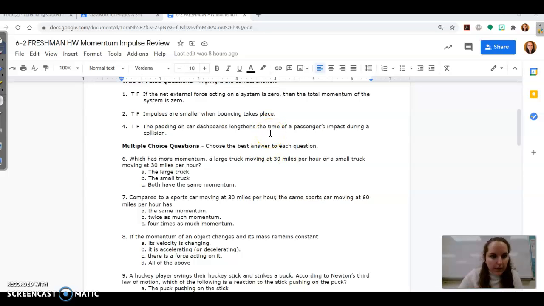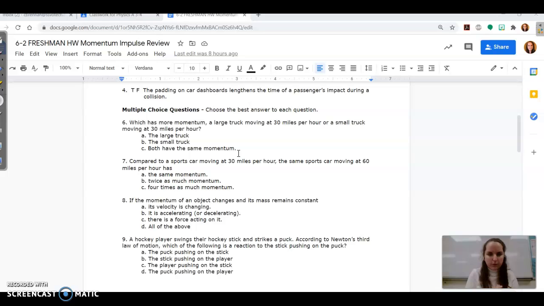Number 4, the padding on a dashboard lengthens the time of a passenger's impact during a collision. This is true. All right, so if we increase that impact time, then we are going to decrease the force that we feel on ourselves. That's why we have airbags, padded dashboards, seat belts, the crumple zone, all that good stuff.